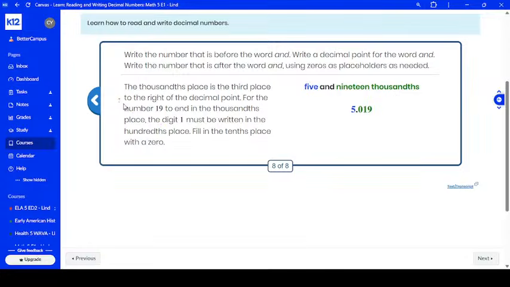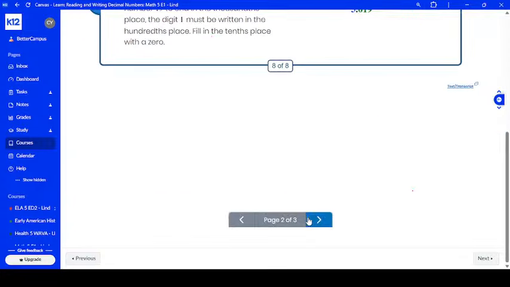The thousandths place is the third place to the right of the decimal. For the number 90 to end in the thousandths place, the digit 9 must be written in the hundredths place. Fill the tenths place with a zero.